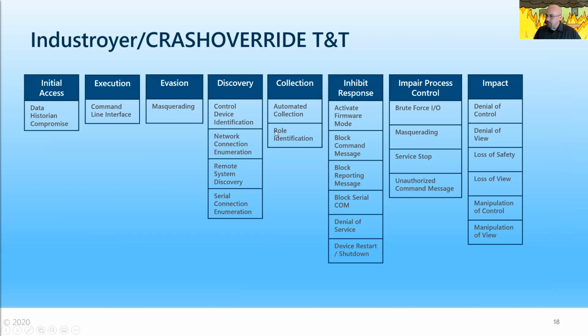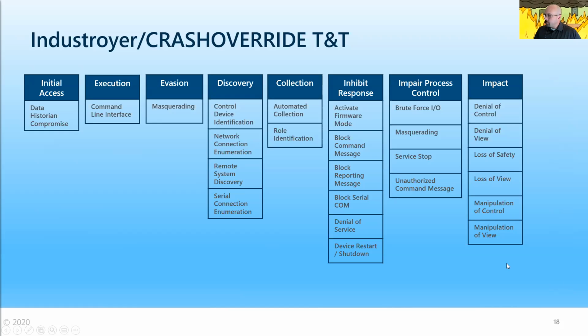Also in the collection phase, the malware looked for specific configuration files. This was a pretty targeted attack. They knew that the equipment this substation was using was going to have specific config files in specific locations. So it went out and looked for those files to pull into its database and search the network for other devices to attack.